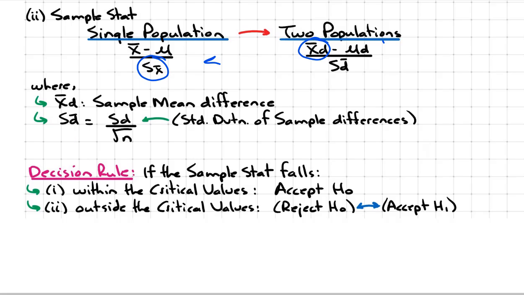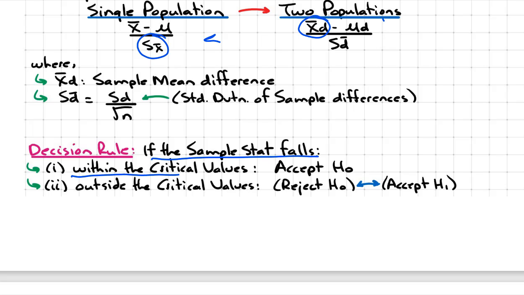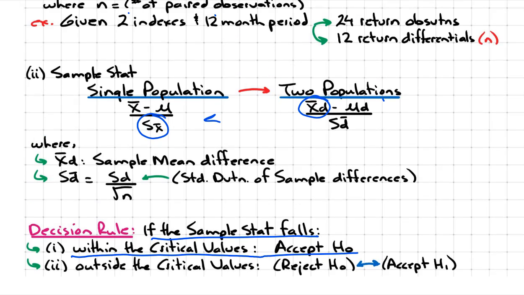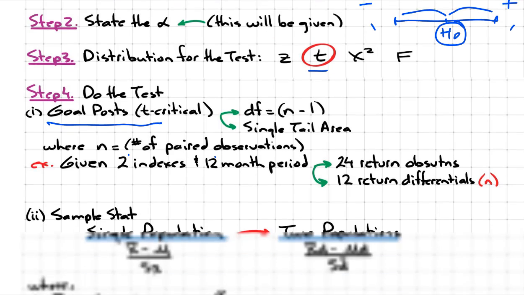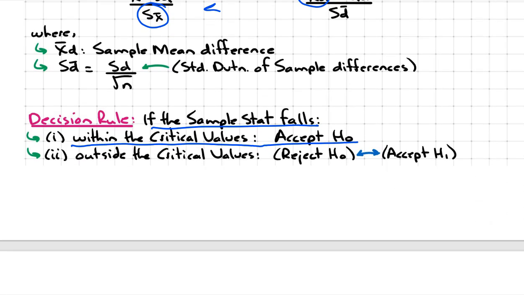And then what's the decision rule? If the sample statistic falls within the critical values, we accept the null. Again, I use this goalpost and penalty kick analogy, and it's the same thing. If the ball falls anywhere inside the net, it's a goal. It's the same thing with hypothesis tests. If the sample falls anywhere within the critical values, we go with the null. On the other hand, if the sample falls outside of these critical values, it doesn't matter which side, the plus side or minus side, if it comes outside of the goalposts, then we would reject the null, and therefore we would go with the alternative.